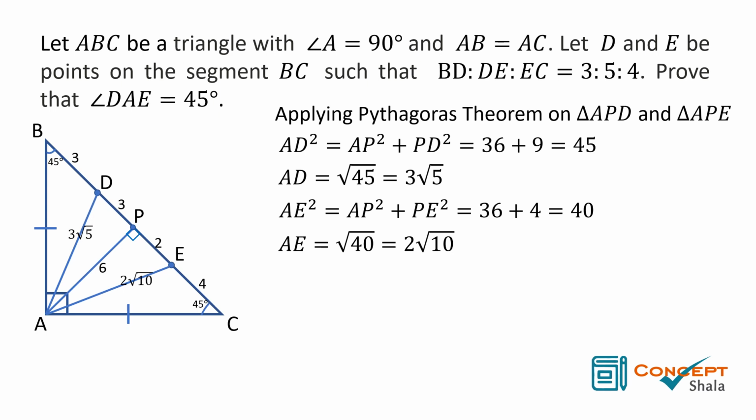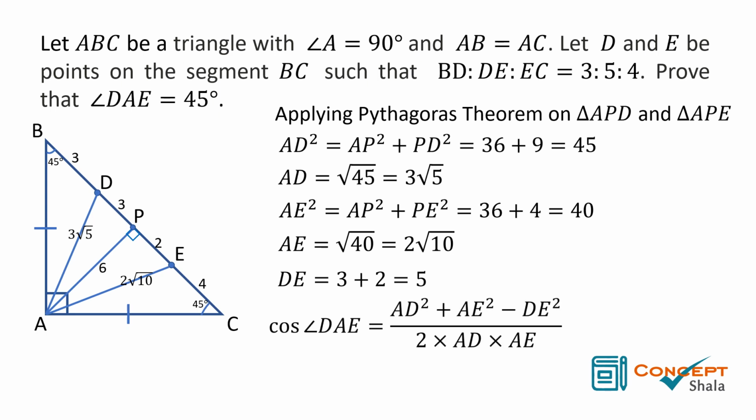Now if we observe triangle ADE, we know all the sides of this triangle. AD is 3 root 5, AE is 2 root 10, and DE is 5. So we can apply the cosine rule to find the cosine of angle DAE. Cosine of angle DAE is AD square plus AE square minus DE square whole upon 2 times AD times AE, which is 45 plus 40 minus 25 over 2 times square root 45 times square root 40.